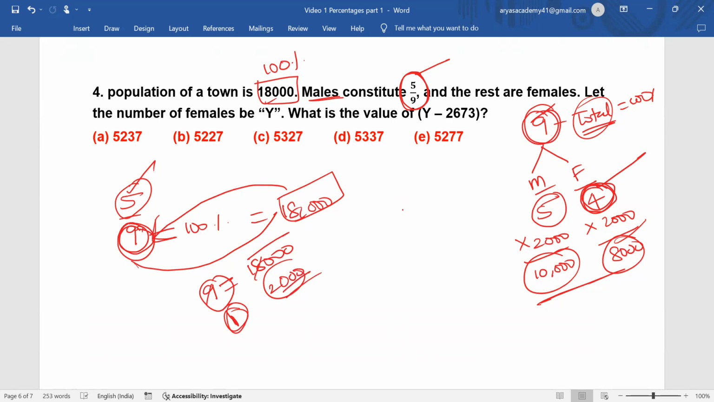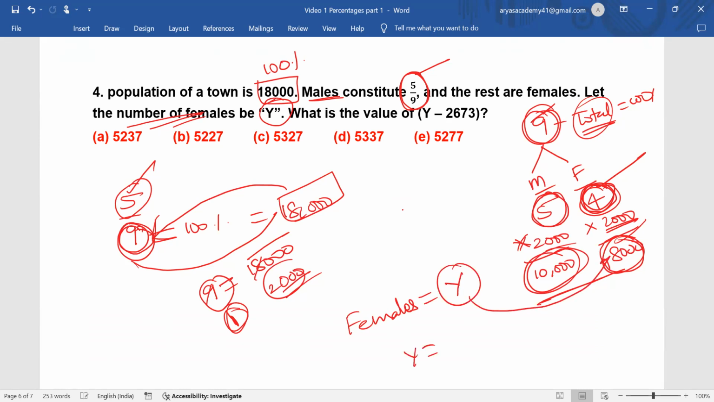So if each part is 2,000, what is the value of males? Males are 5 equal parts. So 5 into 2,000 will give you 10,000, and females are 4 parts, and each part is 2,000. When you multiply 4 with 2,000, you will see that the total population of females is 8,000. And read the rest of the question. You have to assume that the number of females is equal to y. So y is how much? 8,000. So here we understood that y is equal to 8,000.